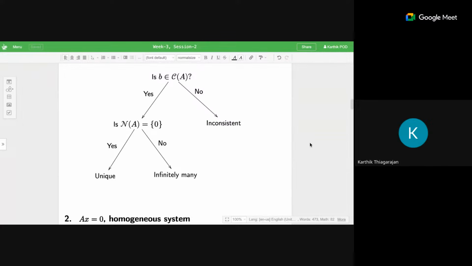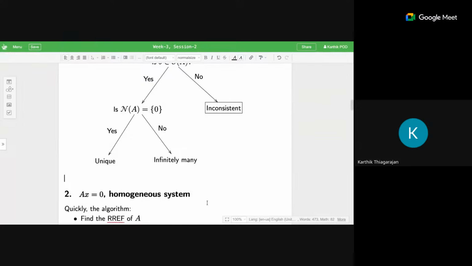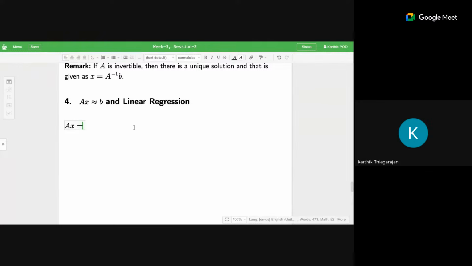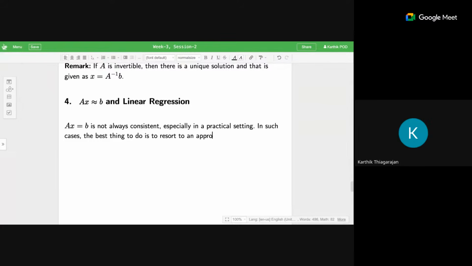So that's where we are now. We are actually discussing this portion. If it is inconsistent, what is the best that we can do? That's what we are going to look at. So Ax equal to b is not always consistent, especially in a practical situation. In a practical setting, you will not have a solution. In such cases, what do you do? The best thing to do is to resort to an approximation.